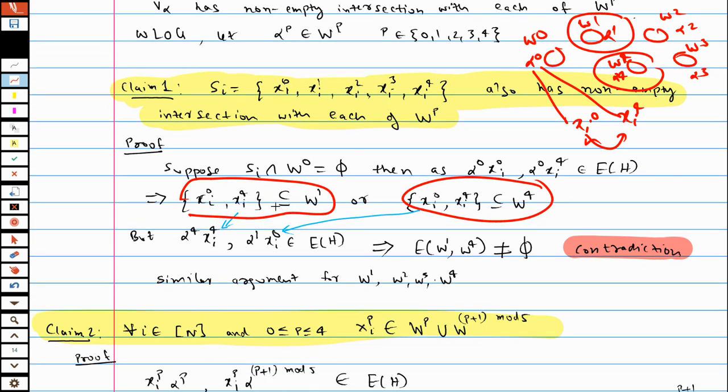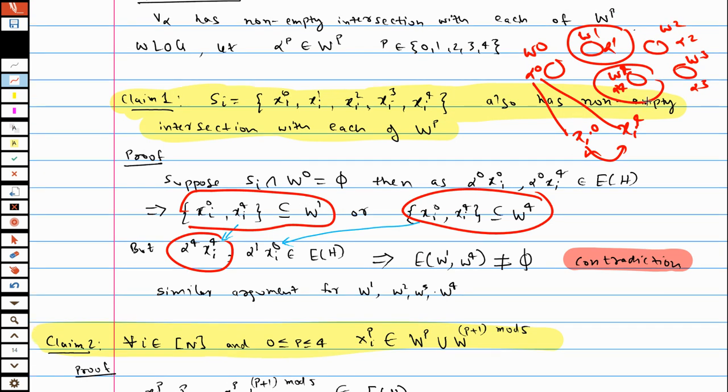So suppose both of them are in W1, right? Then I know that there is an edge between alpha 4 and Xi4 by construction. So alpha 4 is in W4, but I was assuming that Xi4 is in W1. So there is an edge between W1 and W4, and same for the other one. They need to be level four.